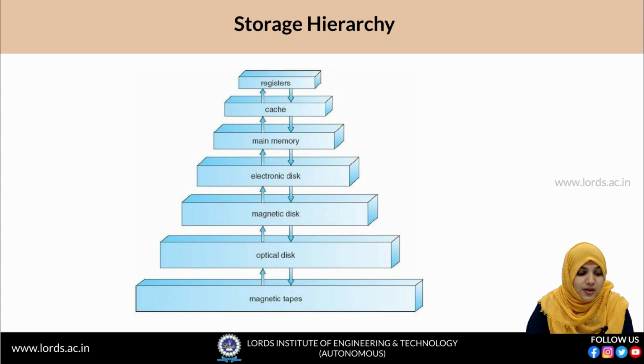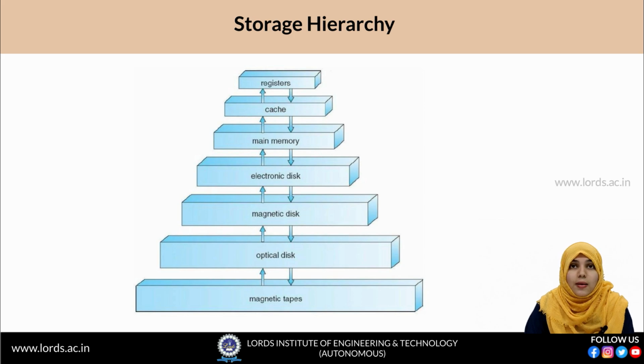Electronic disks are just like a solid state drive, like our USBs, which are non-volatile and not as costly as cache memories, but not as slow as magnetic disks or magnetic tapes either. Optical discs are just like our CDs, DVDs, and Blu-ray discs. Magnetic tapes have some terabytes, petabytes or exabytes of memory, which is very huge.